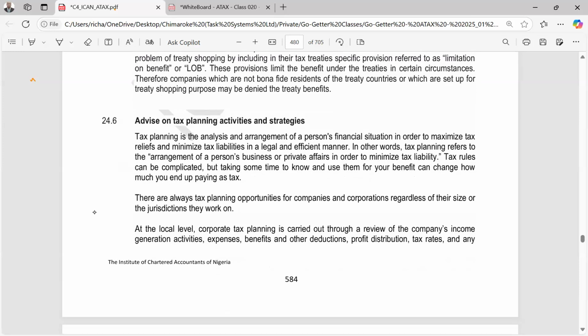So, advice on tax planning activities and strategies. Tax planning is the analysis and arrangement of a person's financial situation to minimize tax and maximize its tax relief in a legal manner. Okay? There are tax planning opportunities for companies and corporations that come about regardless of their income or the jurisdiction where they work.